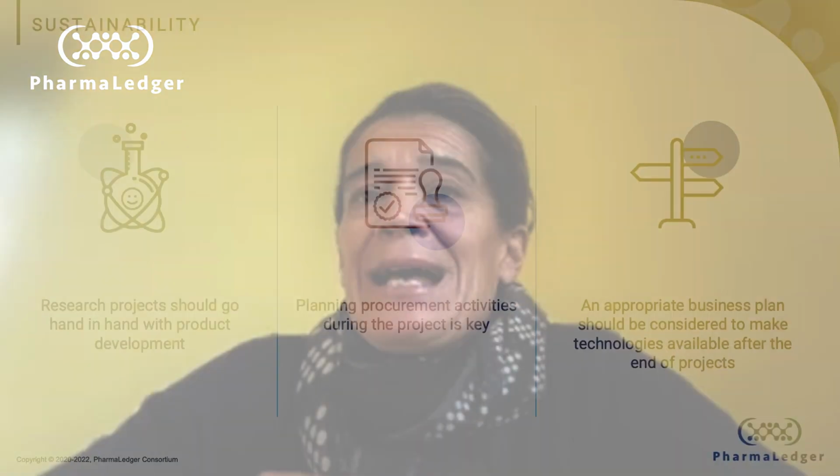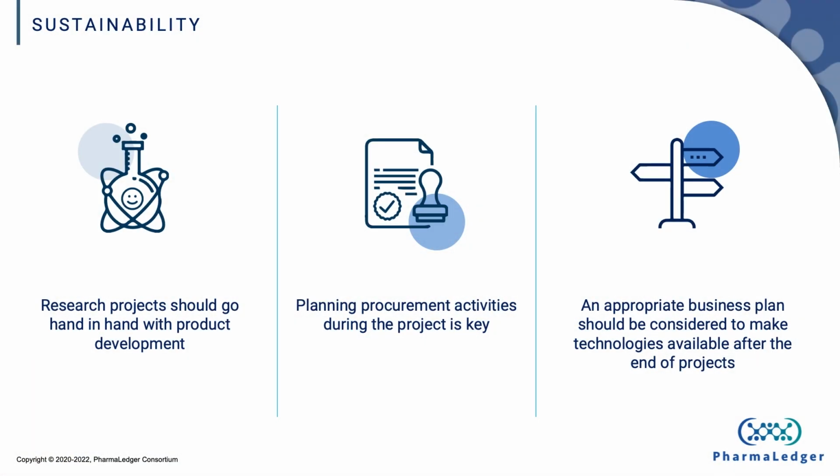And then, last but not least, we have to consider that research projects, such as those in which we are moving, should go hand in hand with product development. For that reason, planning procurement activities during the project is key, and also expertise to do so is key. An appropriate business plan should also be considered to make the technology available after the end of the project.